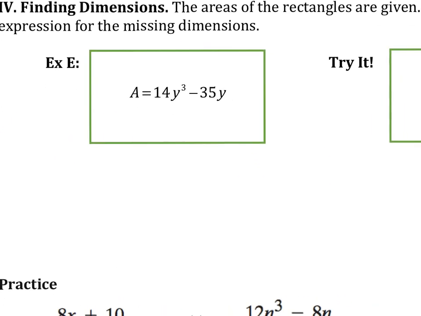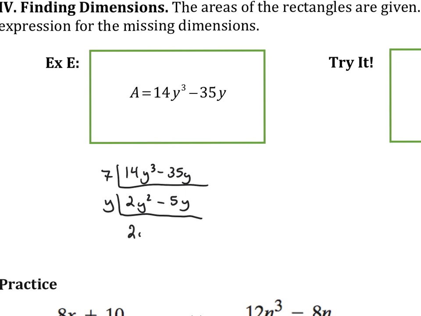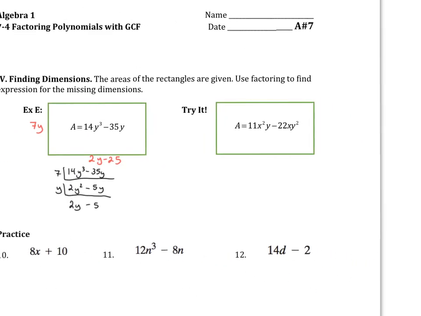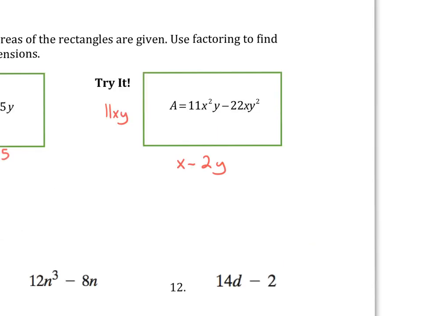So what would I do? I would do the exact same thing that we did before. I'm going to pull out what I can, starting with a 7. So 7 goes there, a 2y squared, and 5y. And then I notice that I can pull a y out right there, and a y. So I get 2y minus 5. So there we go. What are my dimensions? Well, the dimension here could be a 7y, and a dimension here could be a 2y minus 5, like that. All right, your turn. Go ahead and try this and see what you come up with. Pause the video and check the answer. And here's what we get.